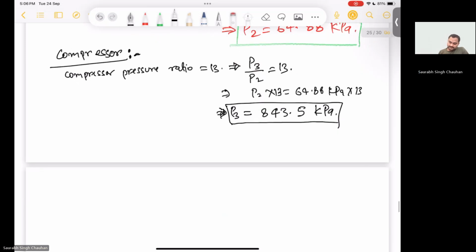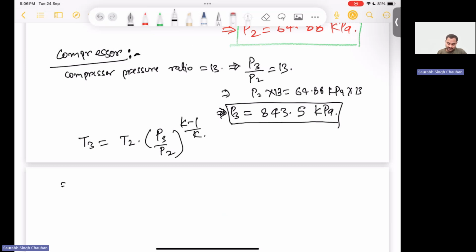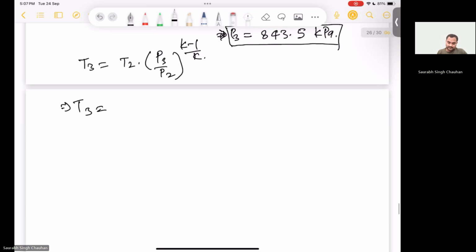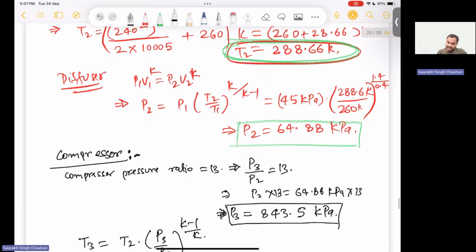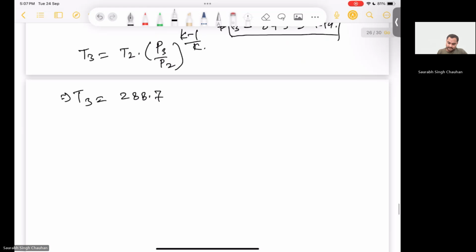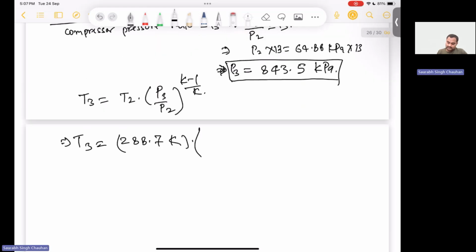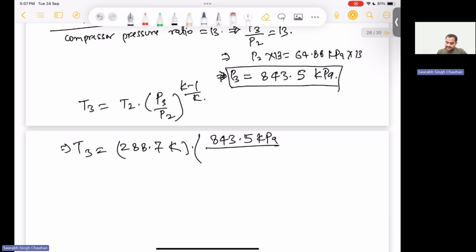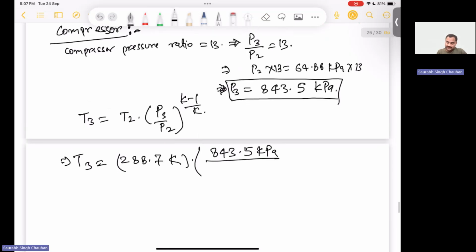Similarly, since we are assuming the compressor to be working on an isentropic process, you can use that adiabatic relation. Okay, so you can find the temperature as T3 is equal to T2 into (P3 by P2) to the power (k minus 1) by k. If you substitute the values, T3 equals T2. What was T2? T2 was 288.7 Kelvin, into P3 by P2, which is your compressor pressure ratio, right? So it is 13.